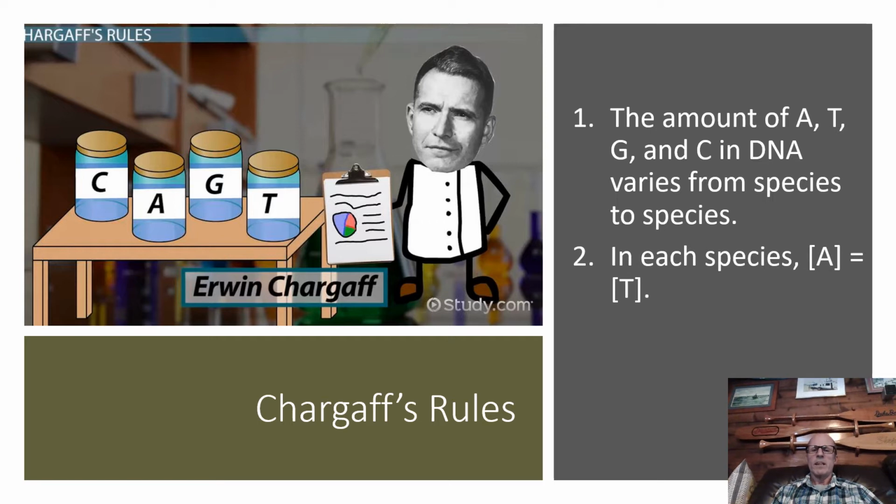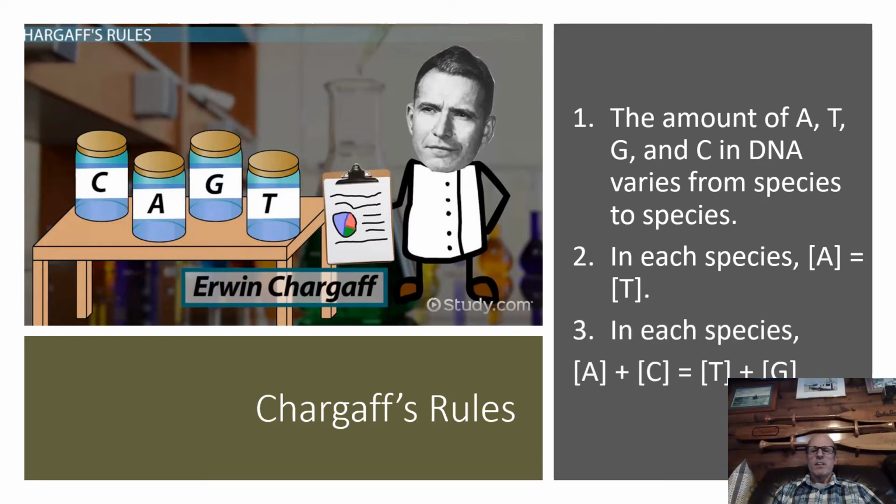Number 2, in each species, the amount of adenine is always equal to the amount of thymine. Next, when you look at the concentration of A plus C, that's equal to T plus G. Interestingly enough, we have a purine here and a pyrimidine here. That's also equal to a purine here and a pyrimidine here. Those two, no matter what species we're looking at, represent about 50% each.